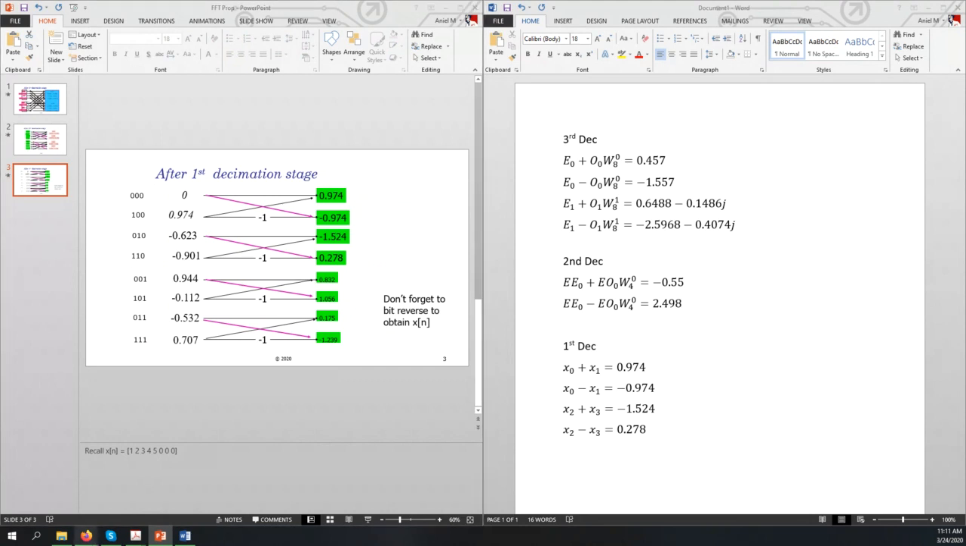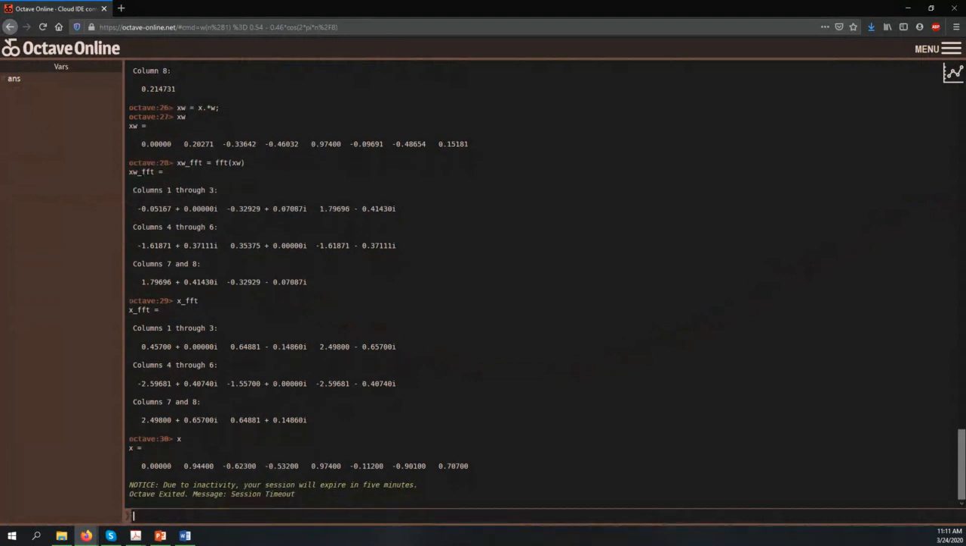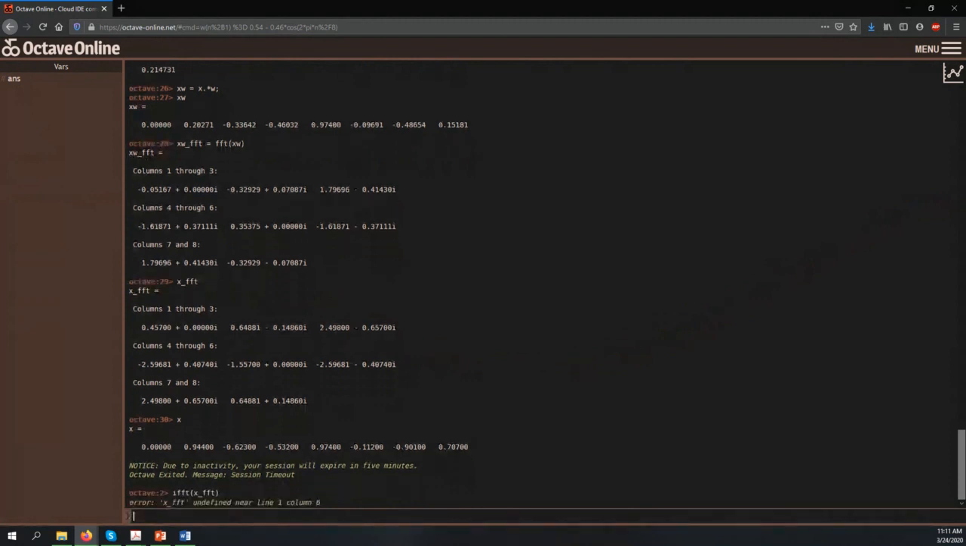And the original sequence, when we go back in Octave here, will be in this form of X, which is the starting sequence that we had from the original question. To answer the command for the inverse fast Fourier transform, the command is just IFFT, and you just put in the fast Fourier transform here accordingly. IFFT, XFFT, undefined at line 1,6.